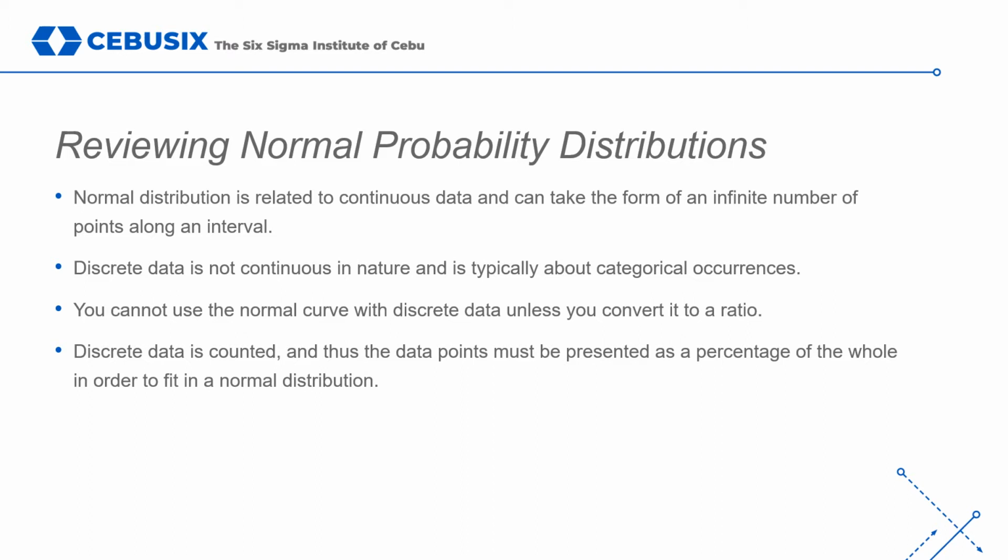Discrete data is not continuous in nature. Discrete data is typically about categorical occurrences. In some cases, discrete data can be converted to continuous data to allow Six Sigma teams to use more statistical analysis tools when working with the information. When that is not possible, however, you cannot use the normal curve or related statistical analysis on discrete data. Discrete data usually involves either binomial distribution or a Poisson distribution.